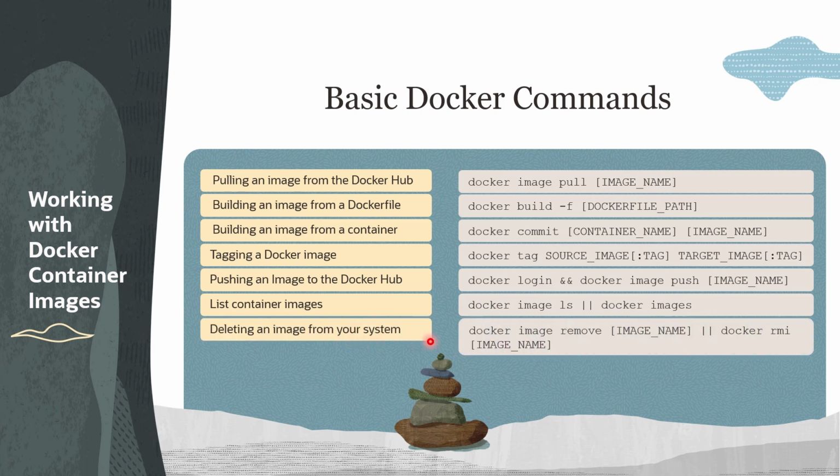Deleting an image from your system. In order to remove an image from your system, you can use Docker image remove or Docker rmi command by supplying the image name as argument to these commands.